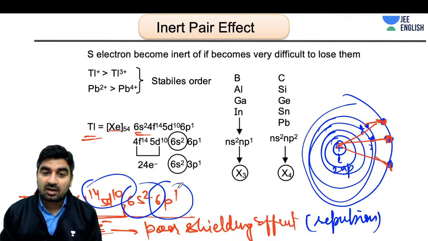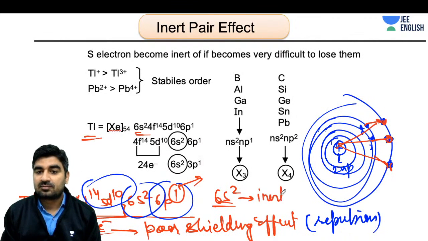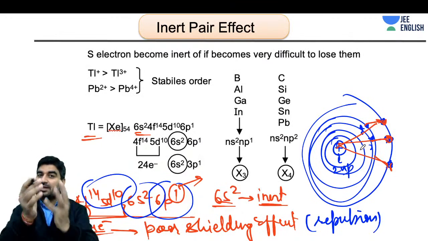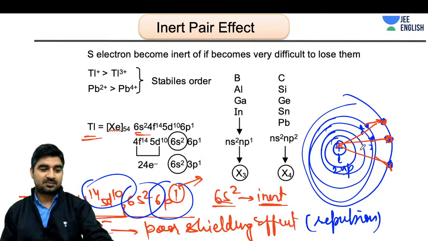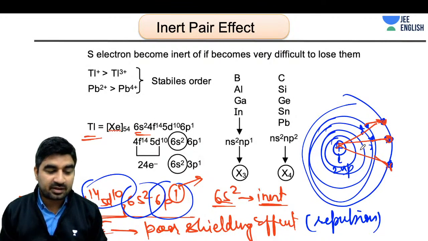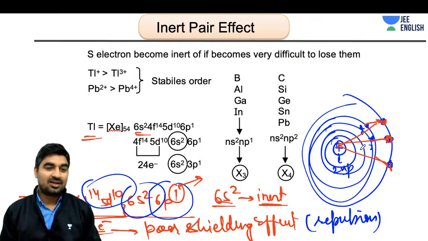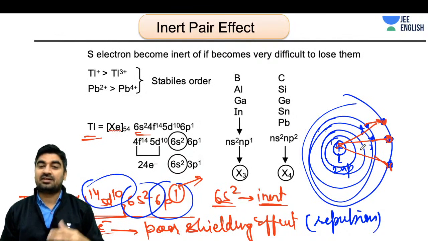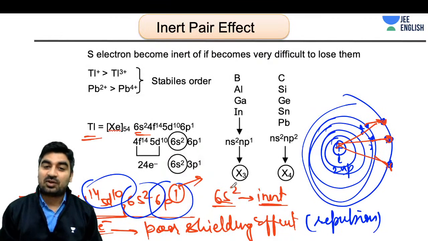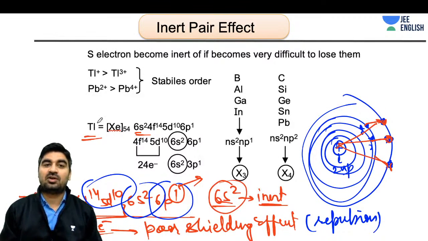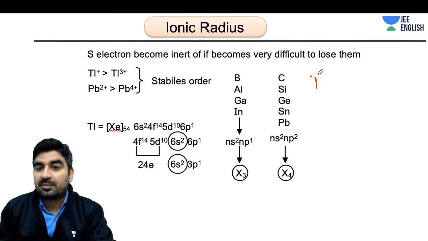So after losing one electron, these 6s2 electrons become inert, right? Net force of attraction on them will increase, and due to that increase in net effective force, what will happen? Tell me. Two electrons will become inert and they will no more participate in chemical bonding, right? So we call it inert pair effect.